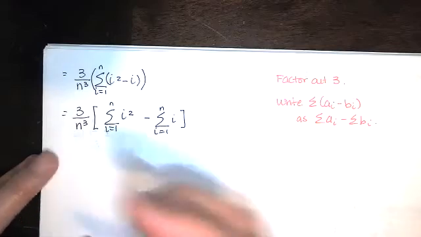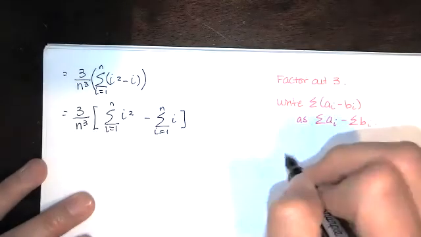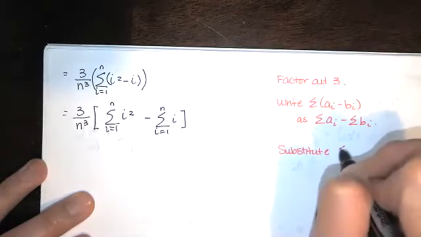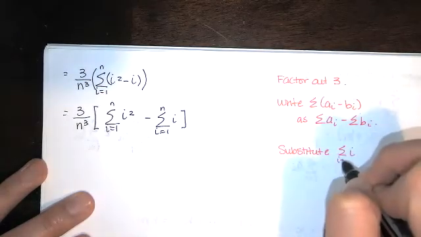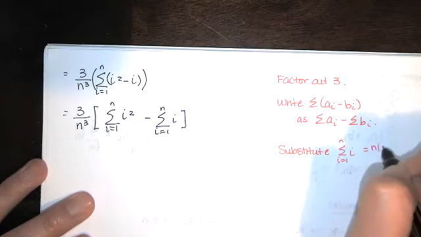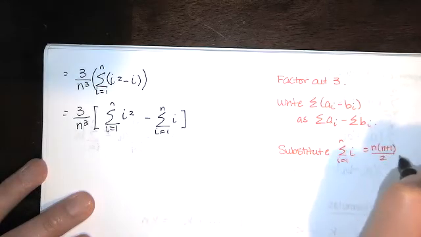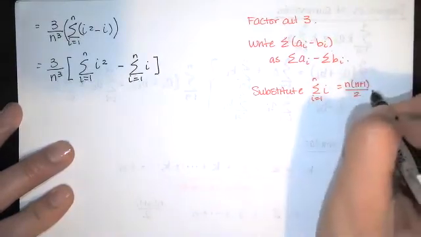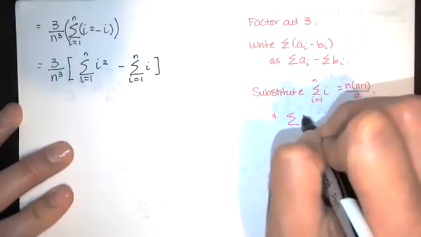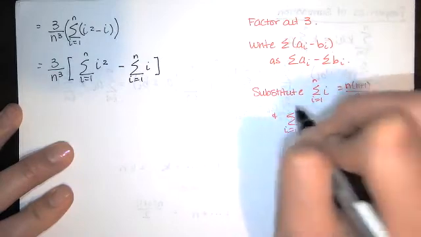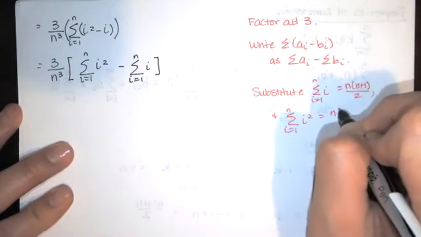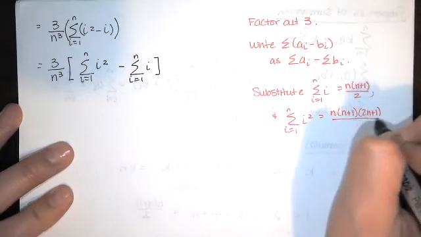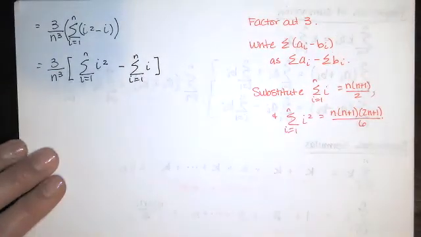So now we substitute. The sum of the i's as i goes from 1 to n is n times (n plus 1) over 2. Thank you, Gauss. Gauss came up with that when he was a little kid. And the sum of the i squared as i goes from 1 to n is n times (n plus 1) times (2n plus 1) over 6. So we're substituting both of those.